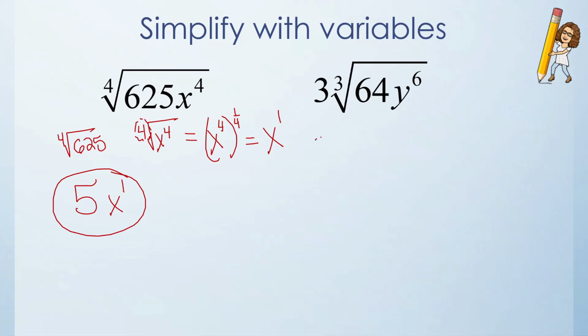So this one, that 3 is just going to hang out there. I'm going to break it into 2 pieces here. So cube root of 64. Is there a perfect cube that goes into 64? Oh, 64 is a perfect cube. It's 4, right? So this is just 4.